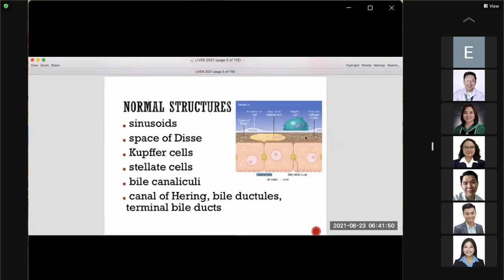And this particular space, this is what we call the space of Disse. And in there, you get to see the presence of the stellate cells. We also have the resident macrophage, which is called Kupffer cell. And then these are the liver cells, as you can see. In between them are the bile canaliculi, which drain into the canal of Hering, eventually into the bile ductules, and then into the terminal bile ducts.